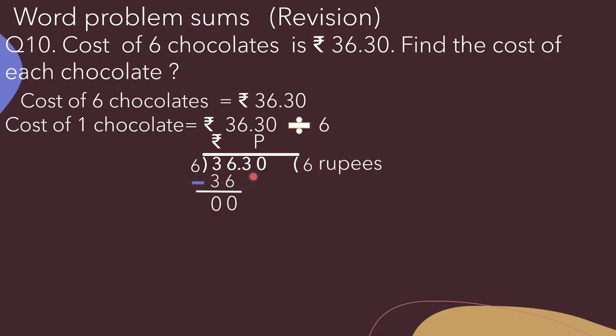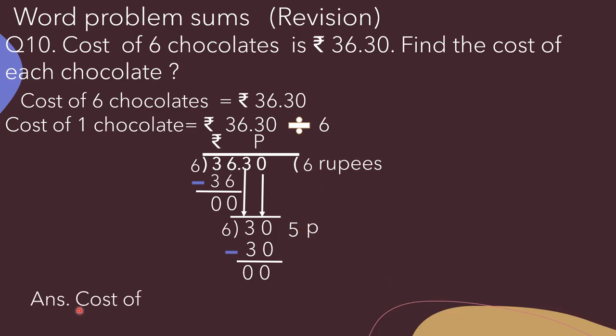Now we have to solve the paise column. Now we will bring down this paise 30 and we have to divide it by 6. Now we will divide 30 by 6 and we will get 5 as quotient and here we will write 30 below 30. Now we have to subtract. 30 minus 30 is equal to 0 and these 5 paise is there. Now we have to write the answer collectively. 6 rupees 5 paise. How we can write it? Like this. The cost of each chocolate is rupees 6.05.